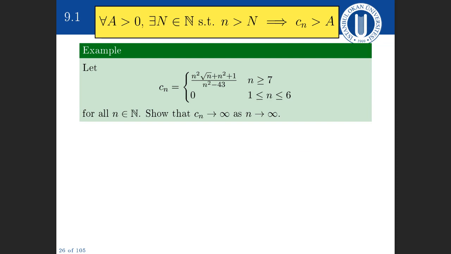Let Cn be n squared times the square root of n plus n squared plus 1, over n squared minus 43, if n is greater than or equal to 7, and let Cn be equal to 0 if n is between 1 and 6. Show that this sequence tends to infinity as n tends to infinity.